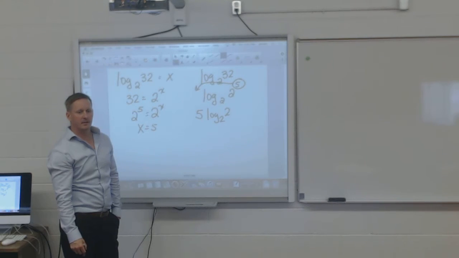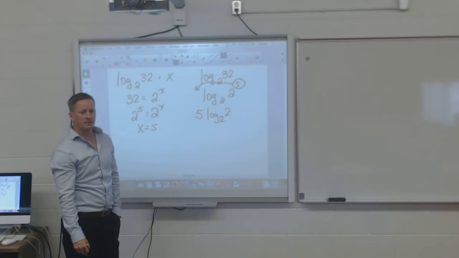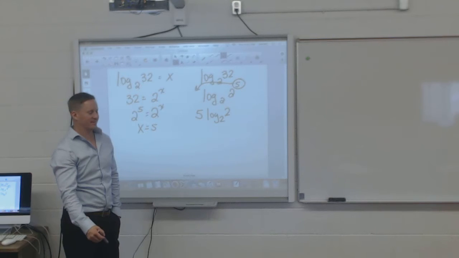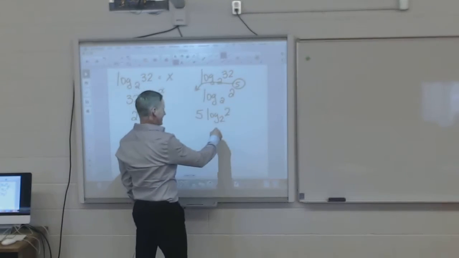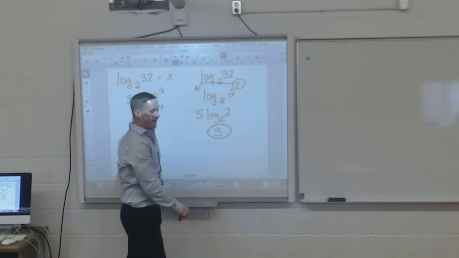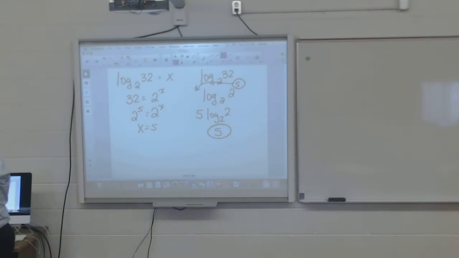Lexi, what's the log of 2 to the base 2? 1. You almost, and then you take it away. Equals 1. Okay, go to work on that, please.